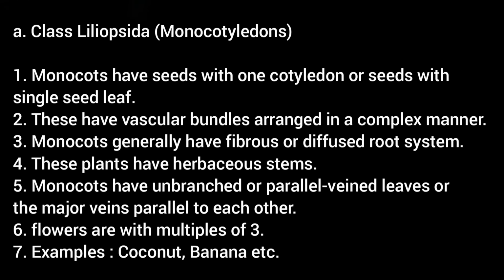A. Class Liliopsida. 1. Monocots have seeds with one cotyledon, or a single seed leaf. 2. These have vascular bundles arranged in a complex manner. 3. Monocots generally have a fibrous or diffused root system. 4. These plants have herbaceous stems. 5. Monocots have unbranched, parallel-veined leaves, with the major veins parallel to each other. 6. Flowers in multiples of 3. 7. Examples: seeds with only one cotyledon, such as coconut, banana, etc.